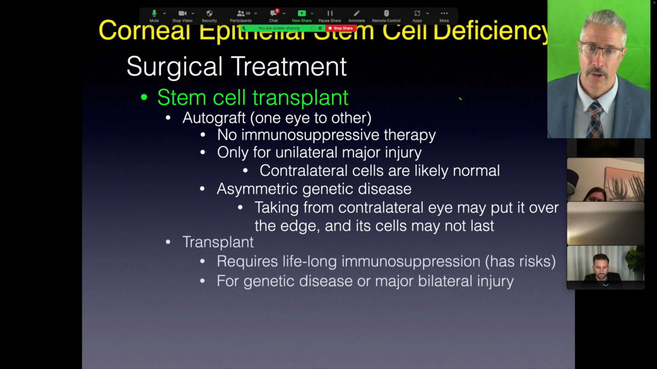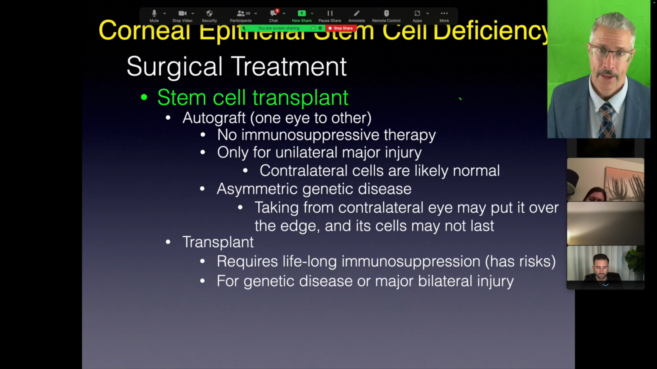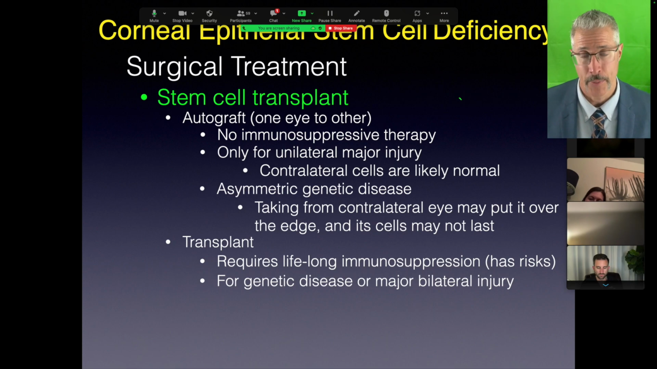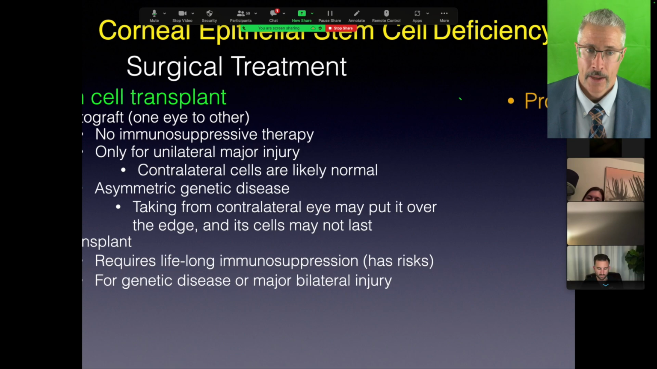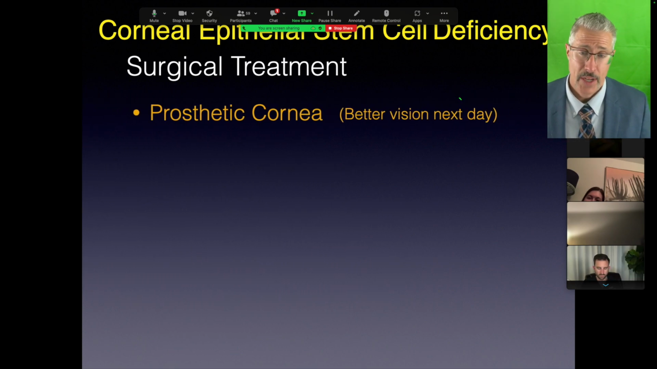If you can't do an autograft, you're talking about a stem cell transplant. It's a whole nother lecture. It does require lifelong, strong immunosuppression, which has its own risks, and it's an option for sure. You do have other options besides stem cell transplants.